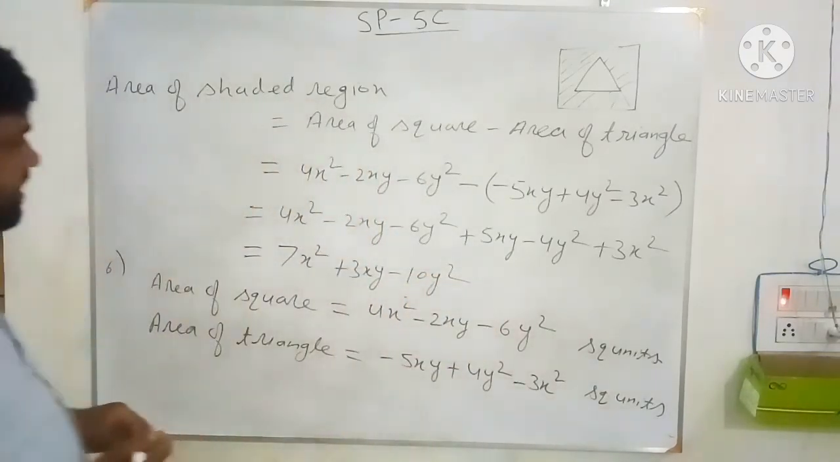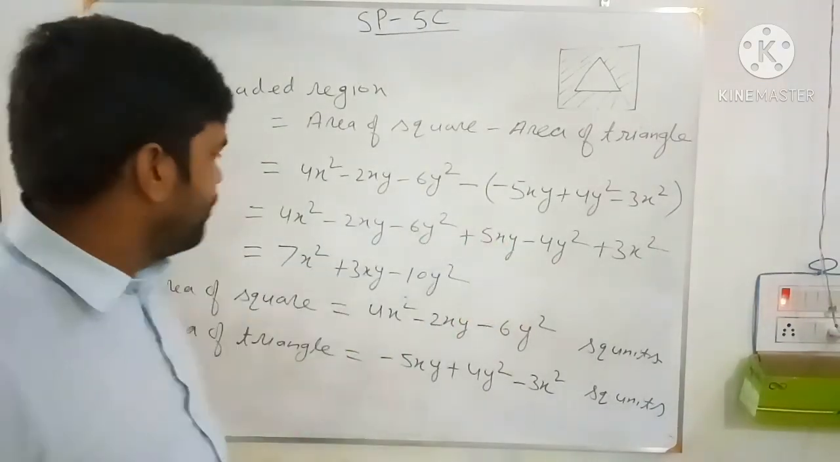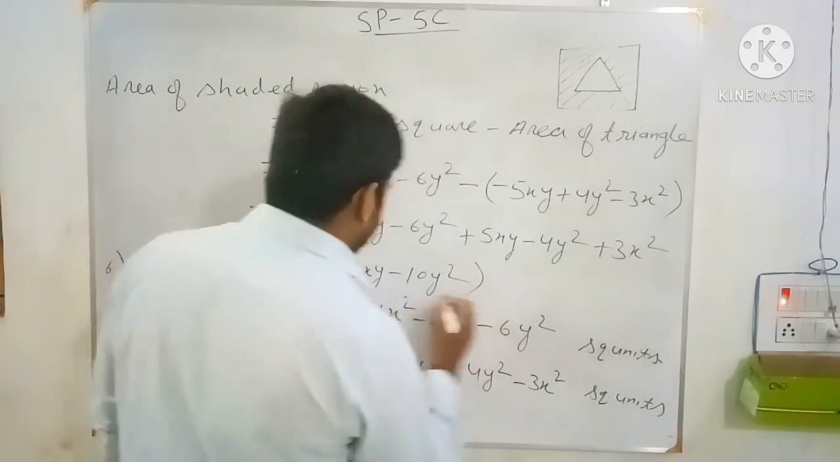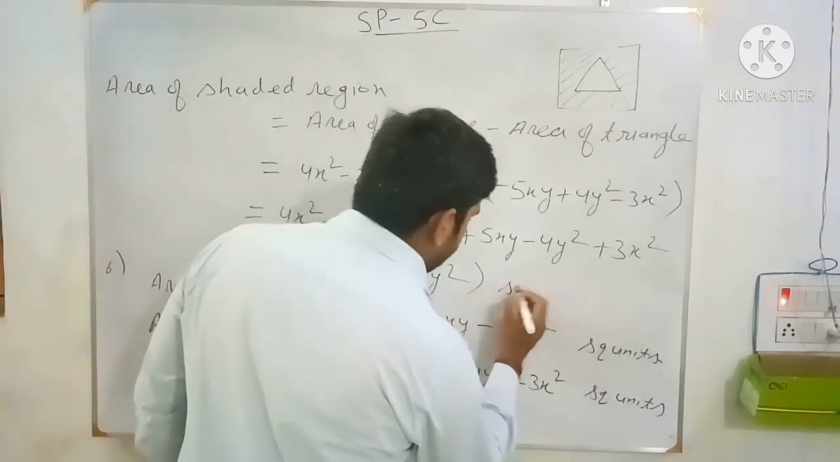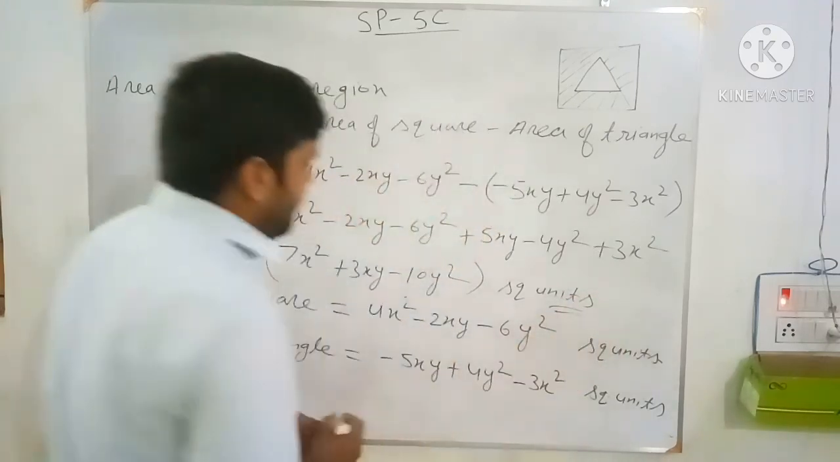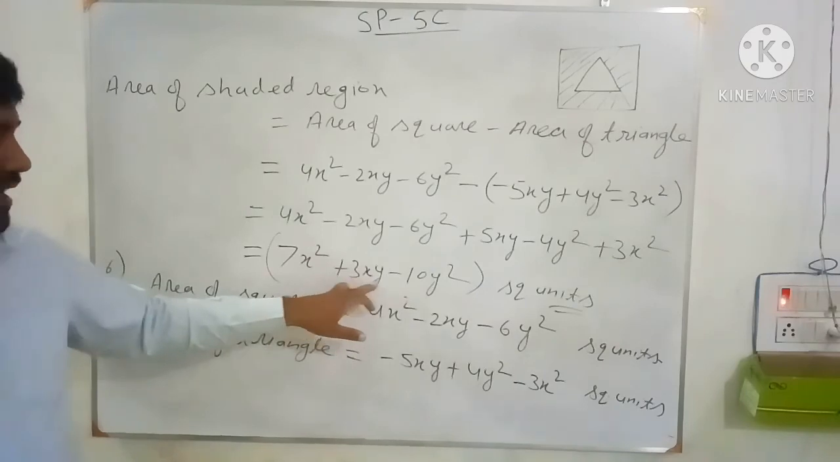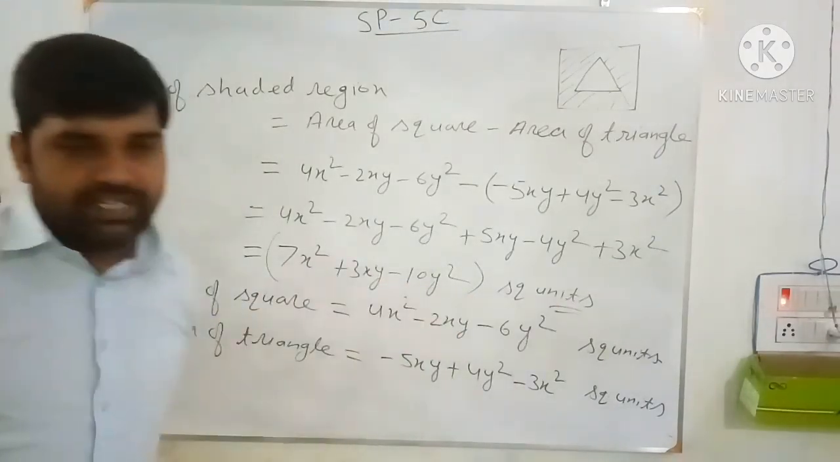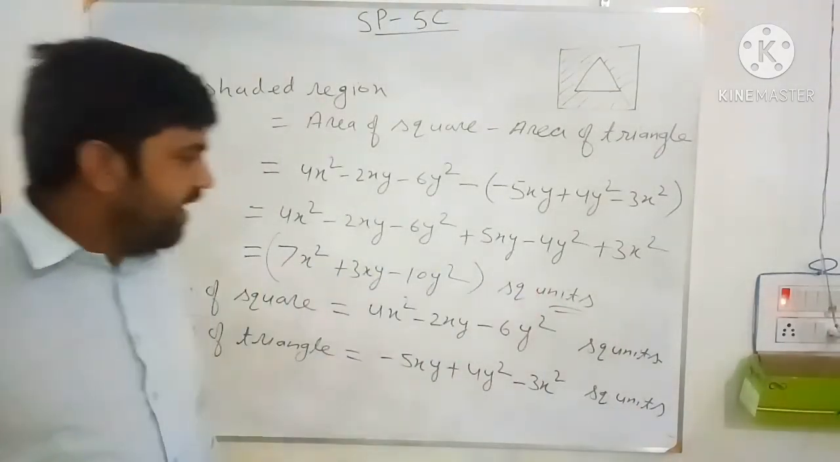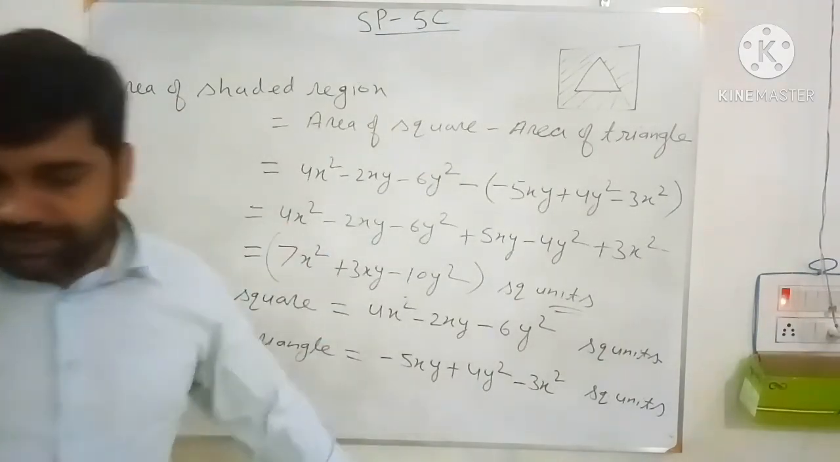So now all the terms are added. 7x square plus 3xy minus 10y square. Now there is no constant. So the area will be this much square unit. That is the final answer. So the area of the shaded region is 7x square plus 3xy minus 10y square units. So square unit is the area of the square. Okay. Now we got the area of the shaded region.